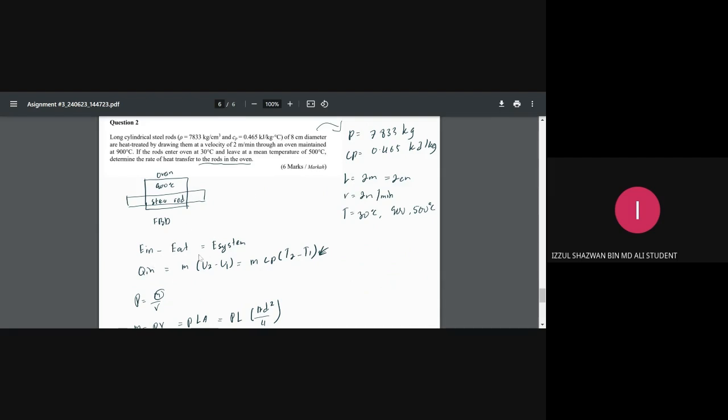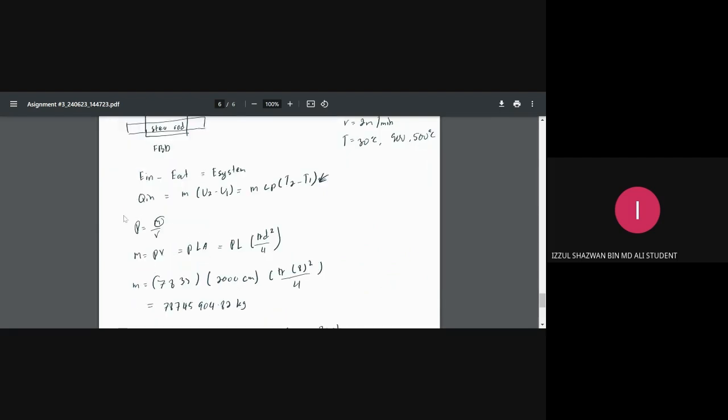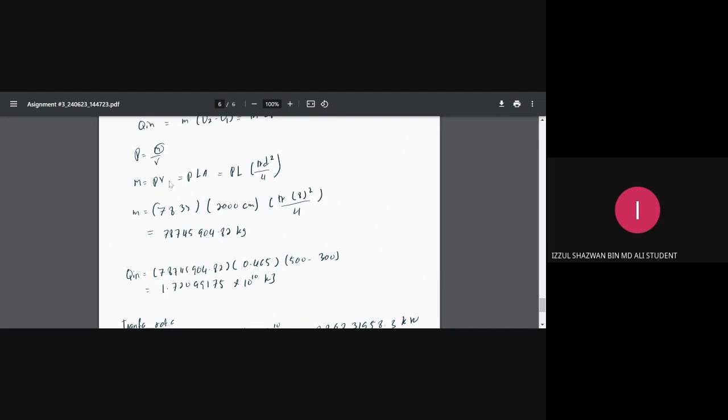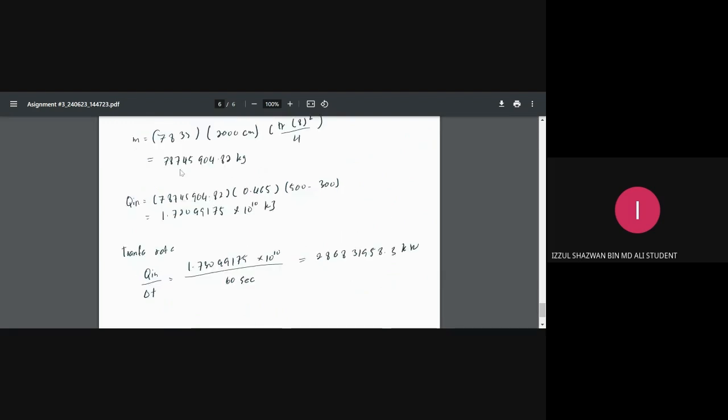Since we need the mass, we will find it from rho, which is mass over volume. So we will find the volume. Volume of a cylinder is length times area, and the formula for area is pi d square over 4. We put in the numbers, and we get the mass of the rod.